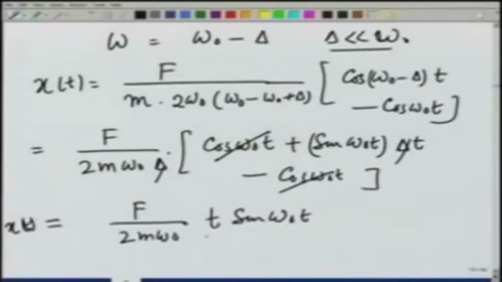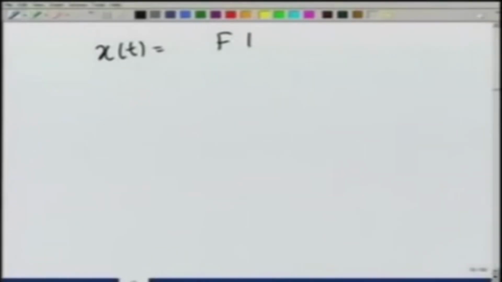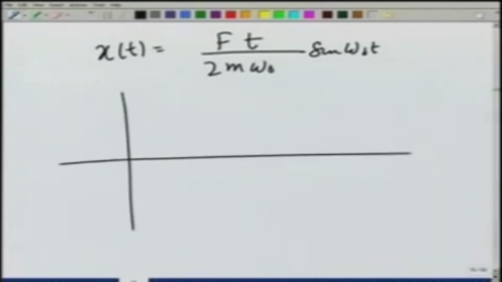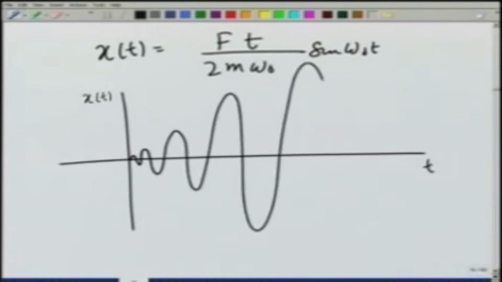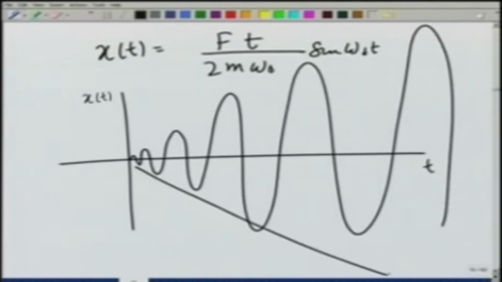What do you observe? You observe that x increases with time linearly. If I were to plot this, it would look something like this. x(t) I am plotting as F t over 2 m omega 0 sine of omega 0 t. Remember, when I take delta equal to 0, this is an exact solution. So, it will look something like this. You see this part goes up linearly. This is the phenomenon of resonance.